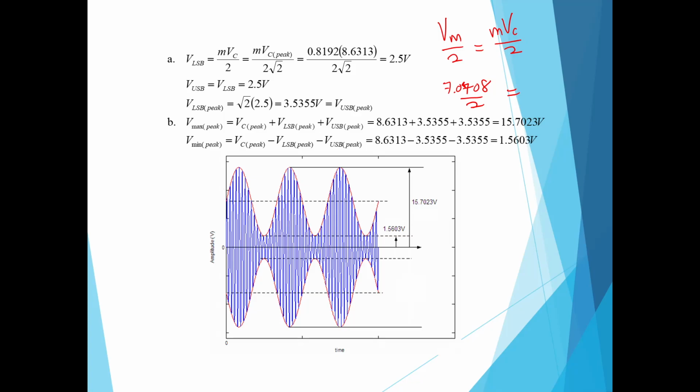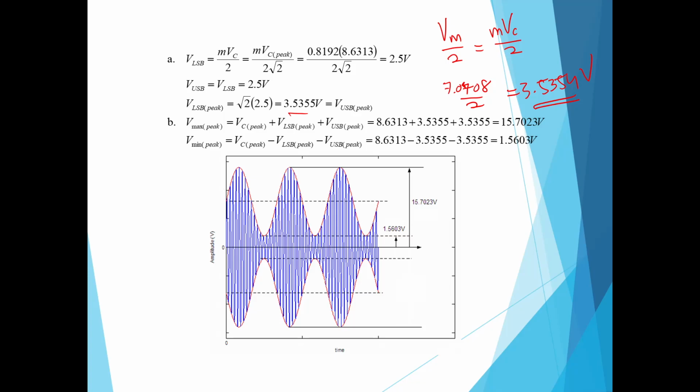0.0708 divided by 2, so we get 3.53554. Okay, so I get 3.5354 volt. So we already get the value for the VLSB and also VUSB.